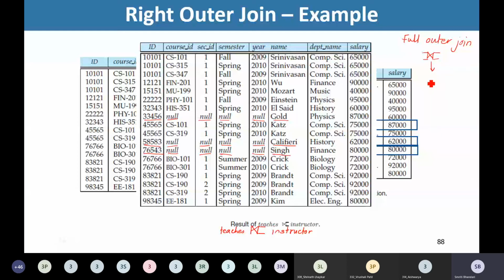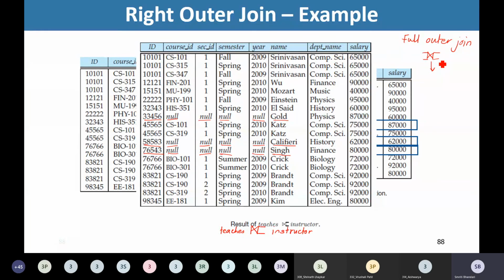In full outer join, which is denoted like this, obviously what will happen? We first compute the natural join, and next we keep all the unmatched tuples. So we keep unmatched tuples from the left hand side relation, and the respective attributes from the right hand relation will be replaced with nulls. Similarly, we keep unmatched tuples from the right hand side relation, and the respective attributes in the left hand side relation will be replaced with null values. So in full outer join, we are having all the tuples present from both the relations, even though they are not having any matching tuple.